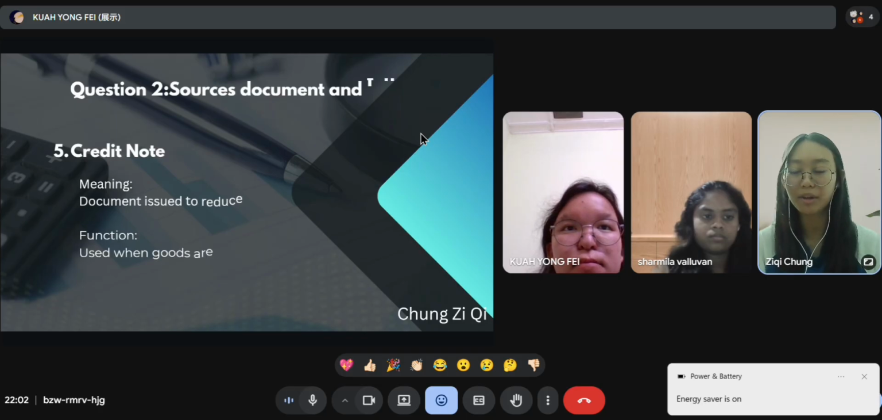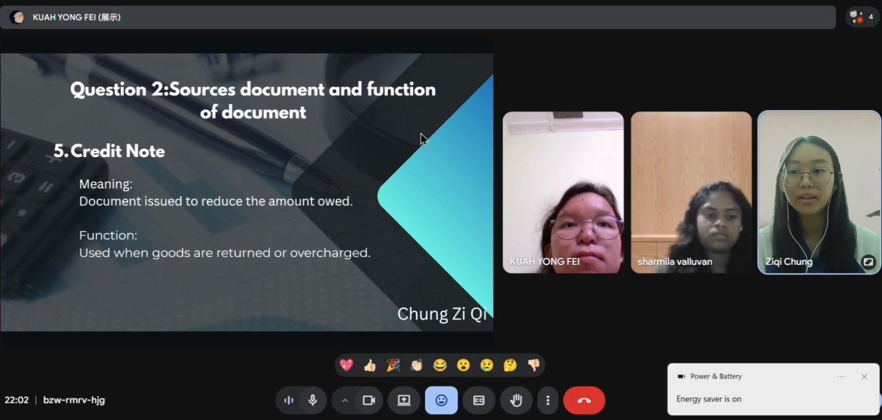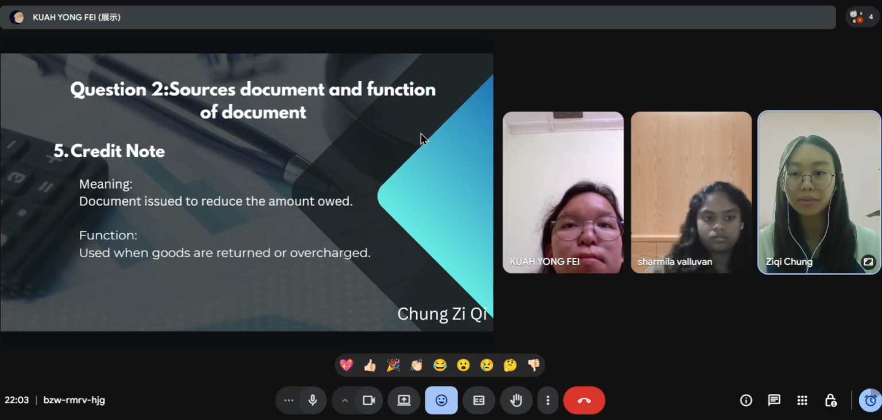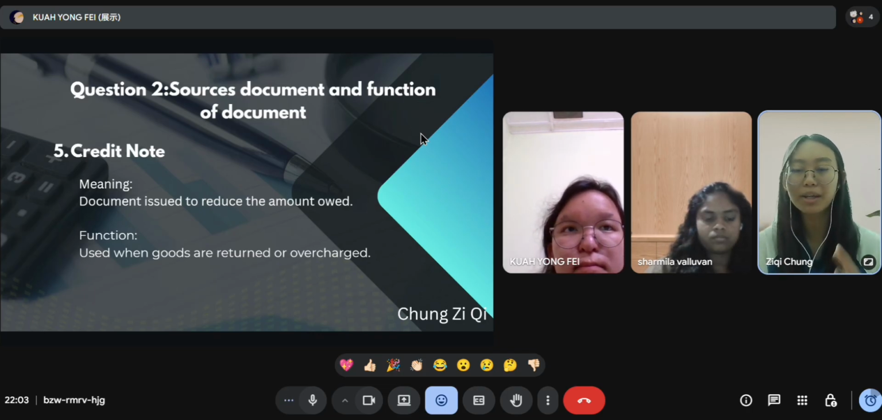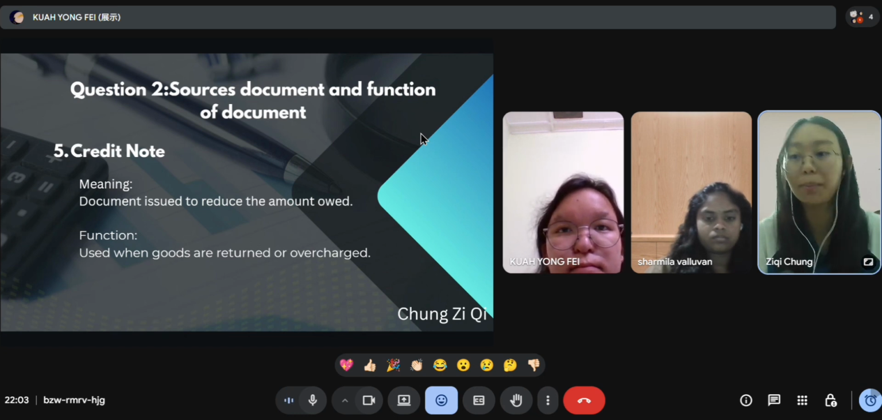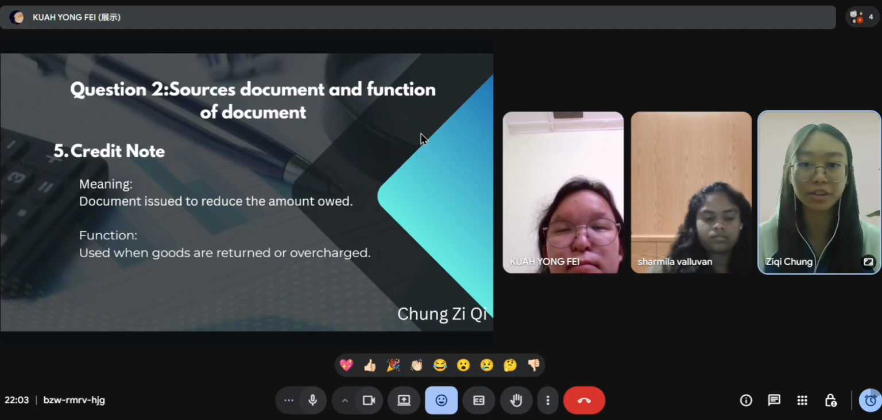The other one is the credit note. This means a document issued to reduce the amount owed. Its function is to be used when goods are returned or overcharged. For example, if 20 chairs are damaged, the supplier will issue a credit note to reduce the payment amount. So that is all for my part. Now I will pass to my partner Shamila.